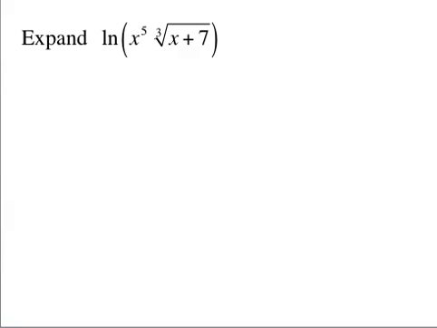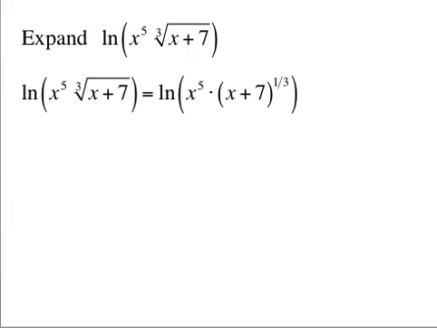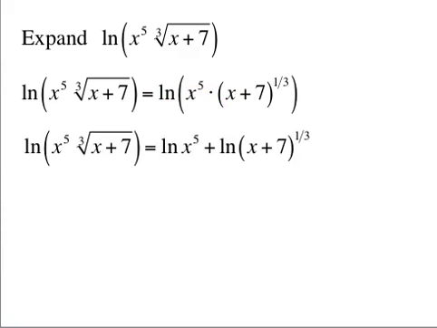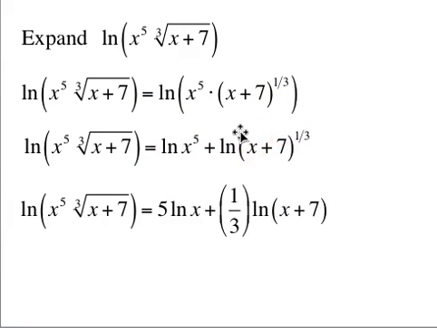The first question is to expand the natural log of x to the fifth times the cube root of x plus 7. You've got to remember that the log of the product is the sum of the logs. This will be natural log of x to the fifth plus natural log of the cube root of x plus 7. And of course, a cube root of x plus 7 is the same as x plus 7 to the 1/3. This will give us natural log of x to the fifth plus natural log of x plus 7 to the 1/3. Then we can pull down the exponents. It'll be 5 log x and 1/3 log x plus 7.